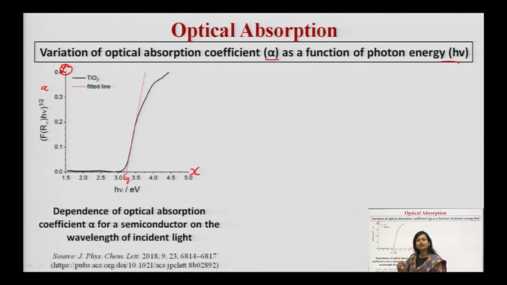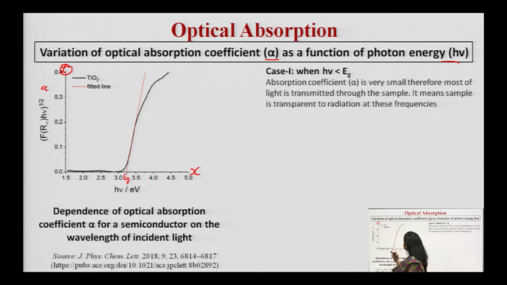You can understand the overall behavior in three different cases. Case 1: look at the initial portion. Here you can see the value of alpha is very small. So, when h nu is less than the band gap, Eg being the band gap, the value of alpha is very small. It means most of the light is transmitted through the sample, and the sample looks transparent. Absorption is very low, the absorption coefficient value is very low.